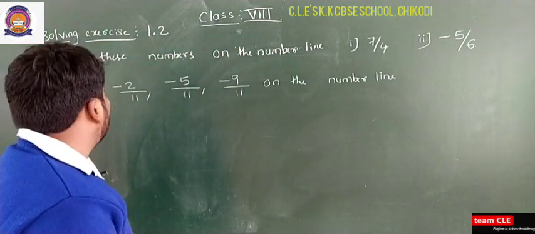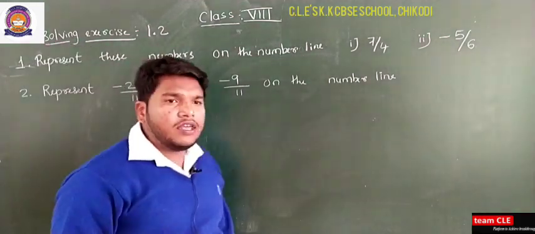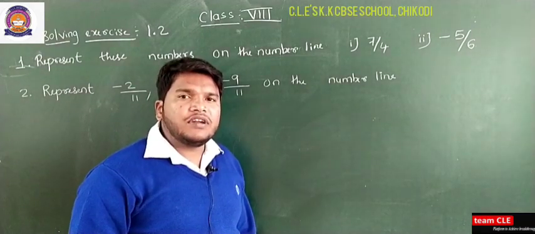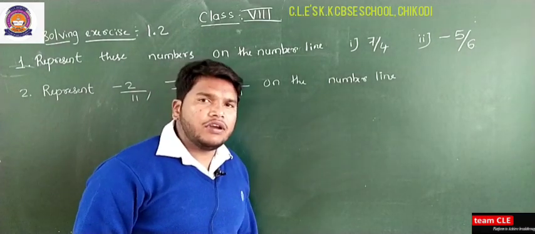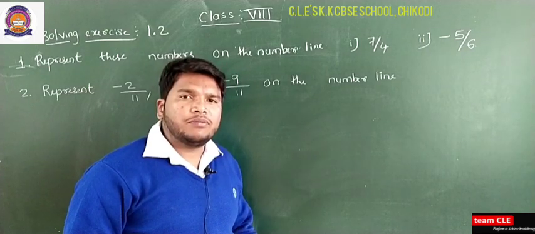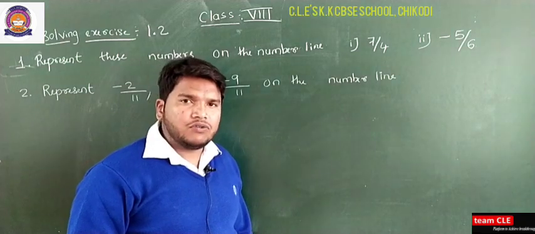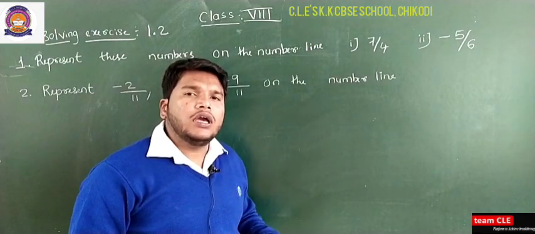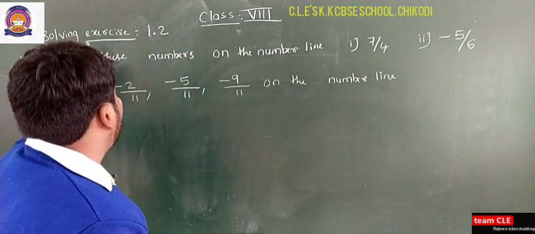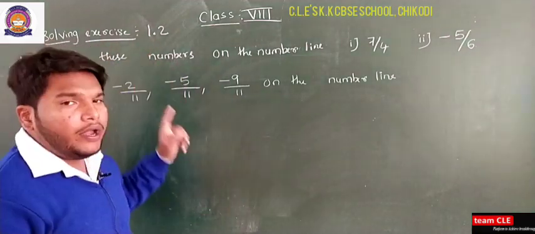You learned in the last class the representation of rational numbers on the number line, and also how to find the rational numbers between two rational numbers. These concepts you have learned in your previous video. In this video you are going to solve exercise number 1.2.